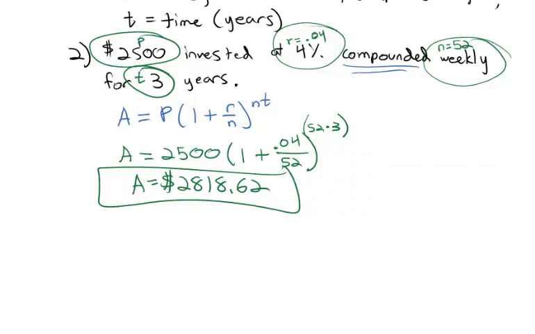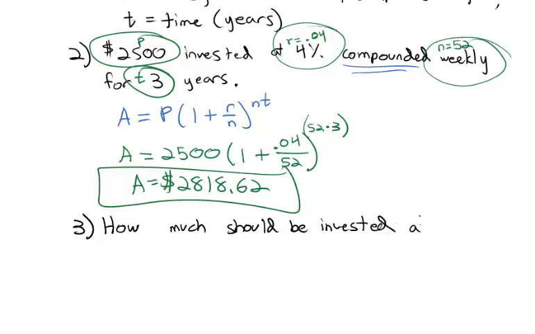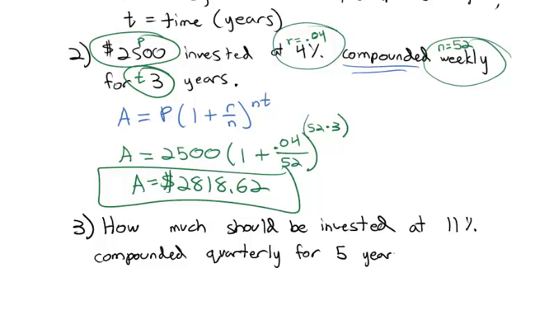Let's look at another one. Let's ask the question, how much should be invested at 11% compounded quarterly for 5 years to get $4,000.